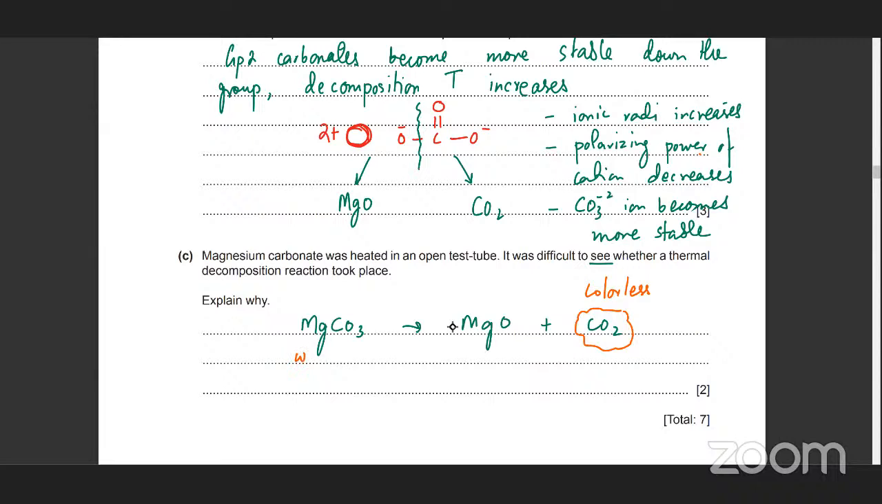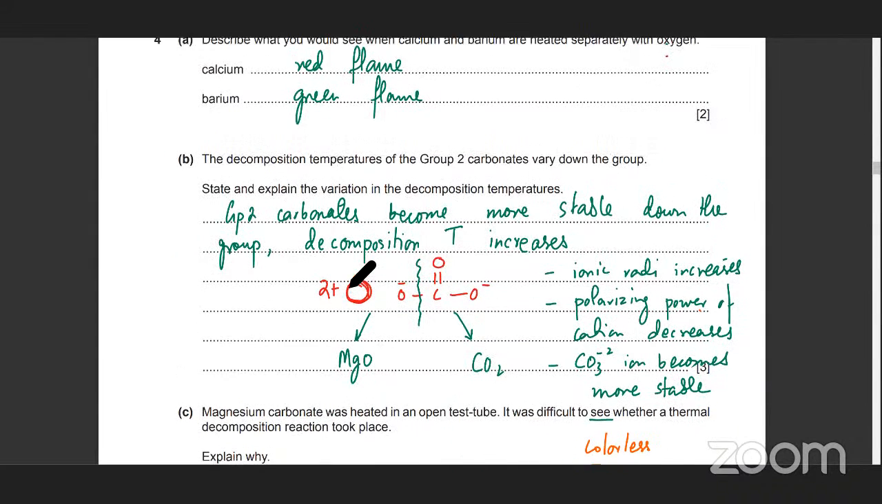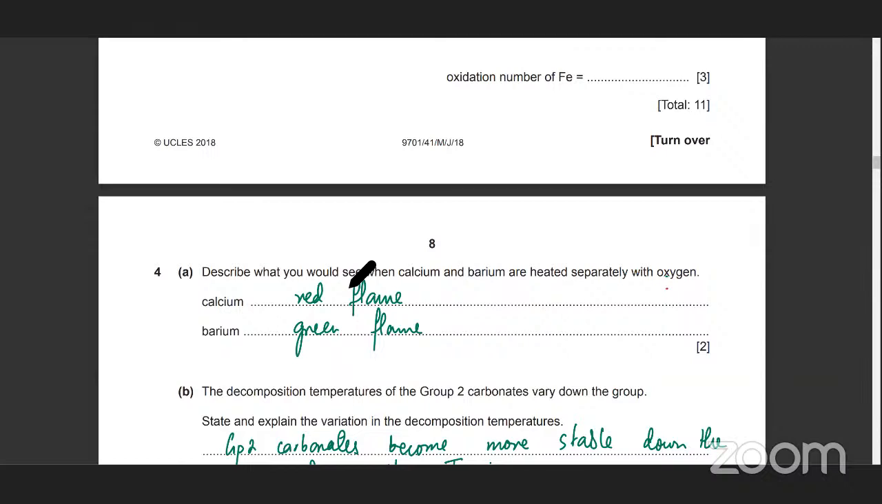All group 2 compounds are white. So MgCO3 is white, and when it turns into MgO, that's also white. So you won't see any change happening to the white solid. So 2 marks for this because you won't be able to see the thermal decomposition reaction taking place. So, is this question clear?